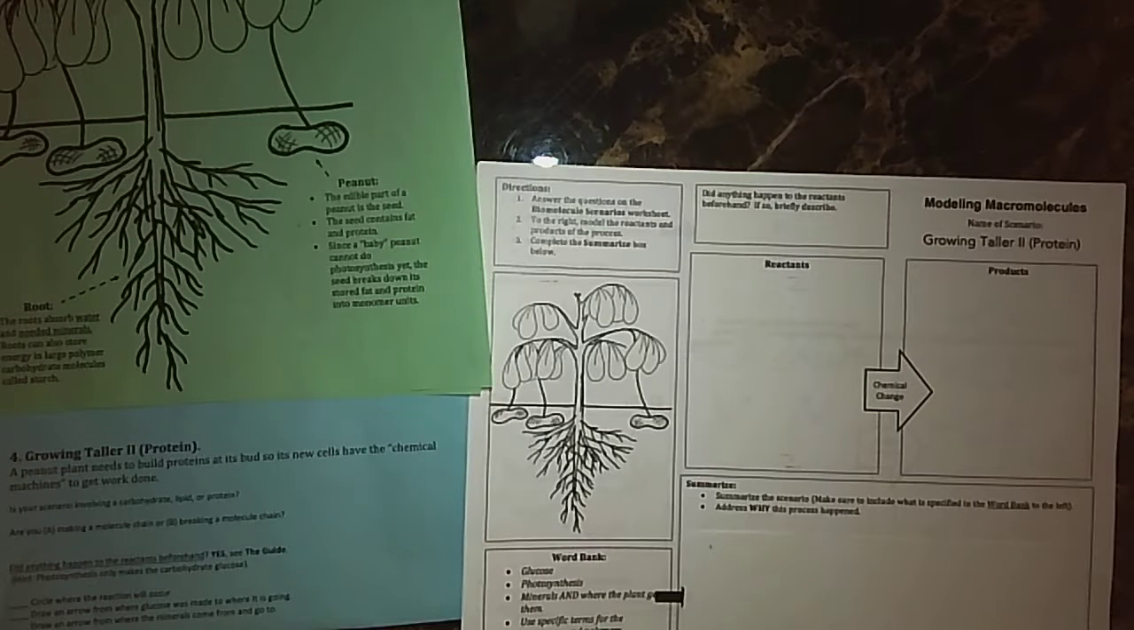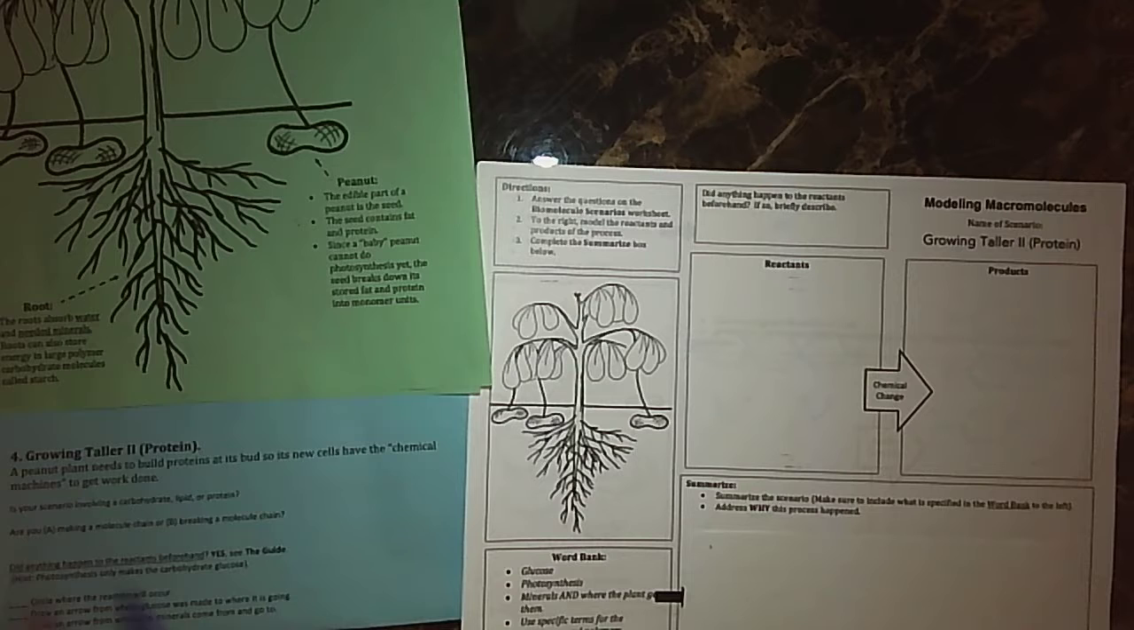And I'm going to be going over the scenario growing taller too. So this one has to deal with protein. In this case, a peanut plant is growing. It needs to build proteins in the new cells it's making at its bud in order to make those enzymes to get things done in its cell.